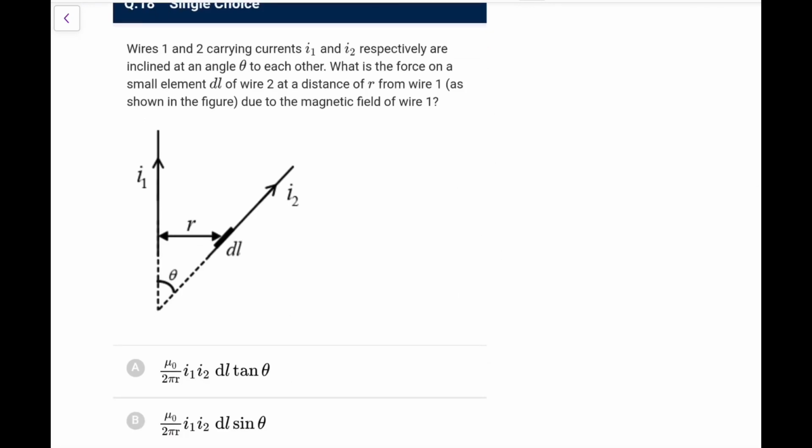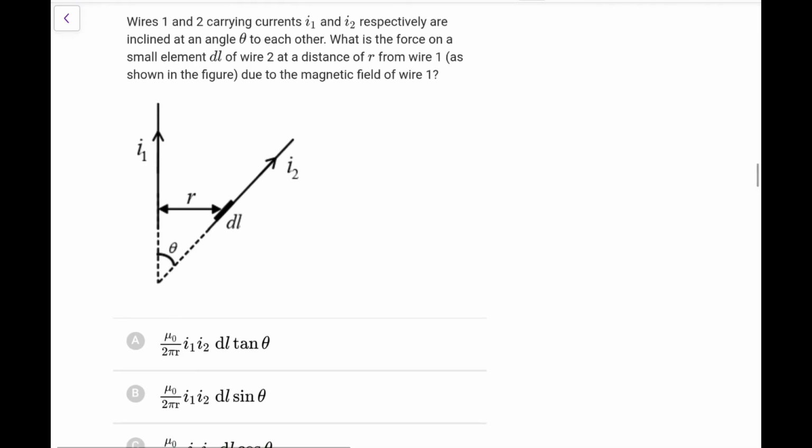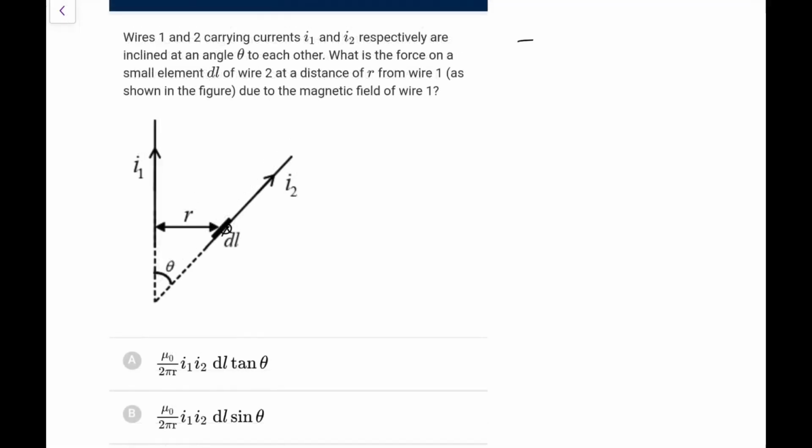Wires 1 and 2 carrying currents I1, I2 respectively are inclined at an angle theta to each other. What is the force on a small element dl of wire 2 at a distance r from wire 1 due to the magnetic field of wire 1? So due to the magnetic field of wire 1, the field will be inwards and it is perpendicular to this dl, so directly the force would be B1 I2 dl.